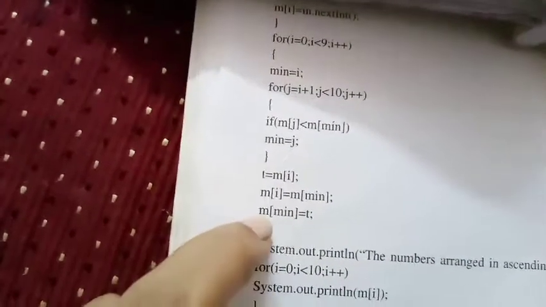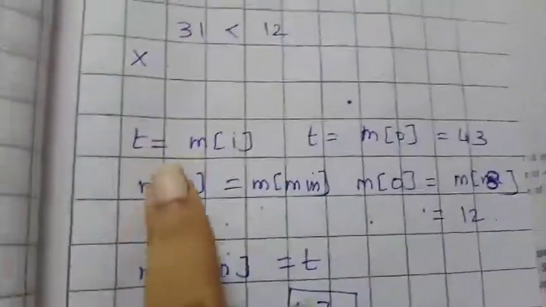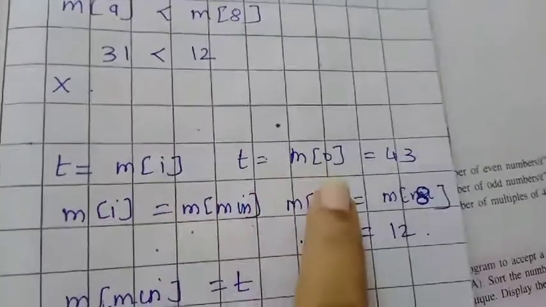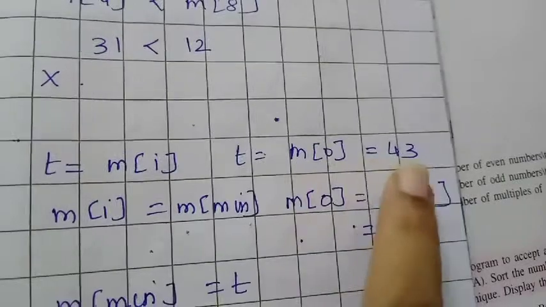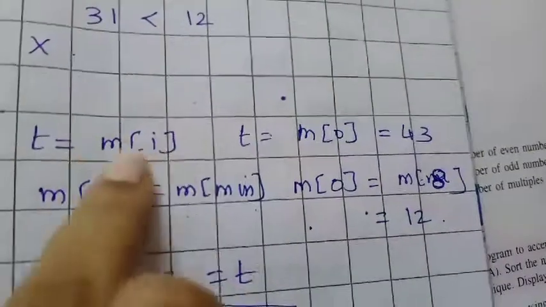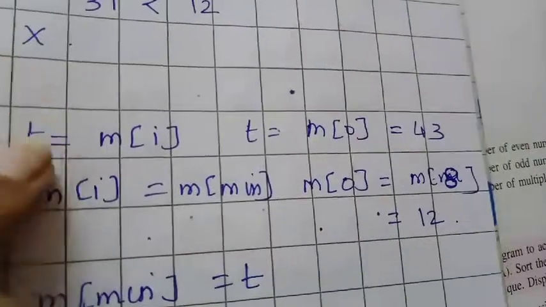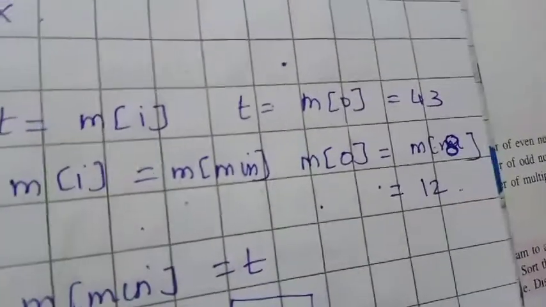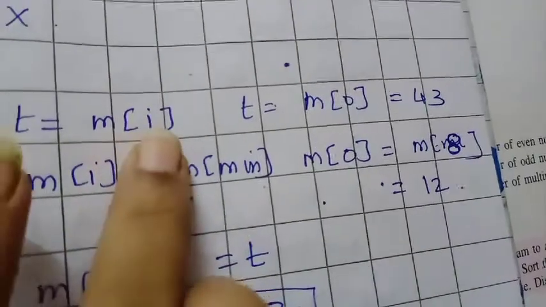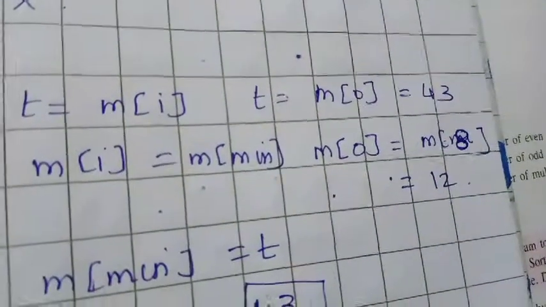See here, after the J loop is over, we are going to swap the numbers. Okay, what we are doing is t is equal to m of I, that is t is equal to m of 0, which is equal to 43. M of I is equal to, that is this number is going to be swapped, right? To swap the numbers, we need an extra variable. If you just give m of I is equal to m of min, the min value will go to m of I, but what about the m of I value?